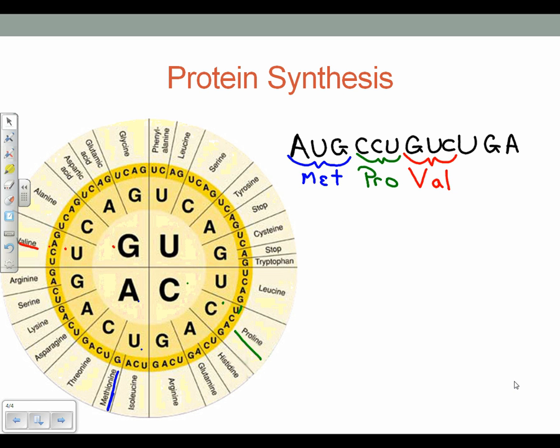And finally, our last codon, UGA. UGA gives us stop. That is our stop codon. And remember the stop codon, that just lets us know that that is the end of protein synthesis for this particular strand. And we've gone through DNA replication and protein synthesis.